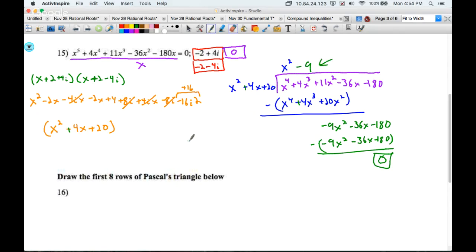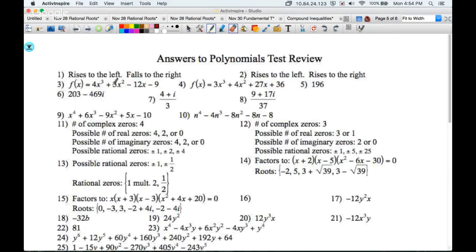Here's my remaining quadratic. X squared minus 9 equals 0. This is very easy to solve. We just add 9 to both sides. X squared equals 9. Take the square root, take the square root. X equals plus or minus 3. So let's see if we got all the roots for 15.